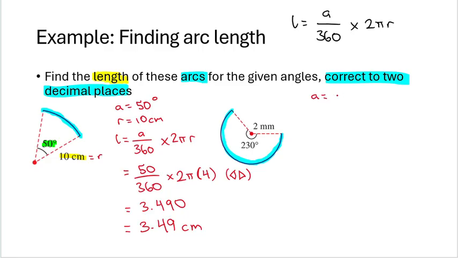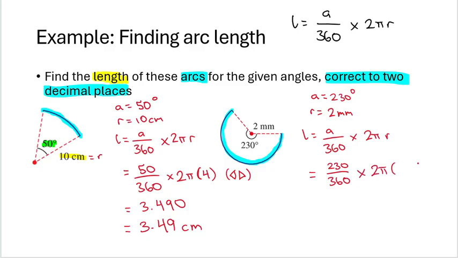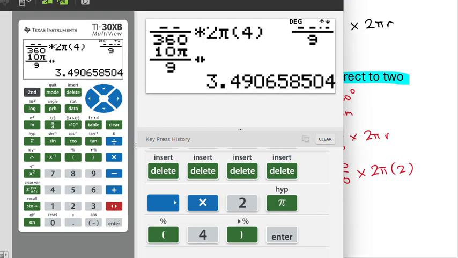So I have A equals 230 degrees. My radius is 2 millimeters. Now just apply the formula. A over 360 times 2 pi r. So just substitute the values in. So 230 out of 360 times 2 pi bracket, my radius is 2. So just type this in the calculator.